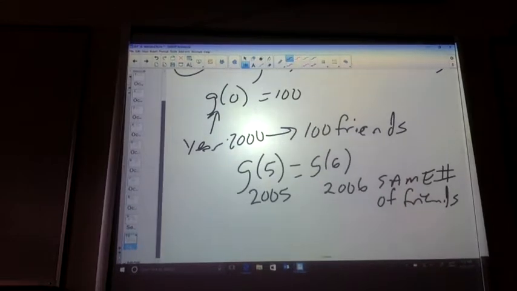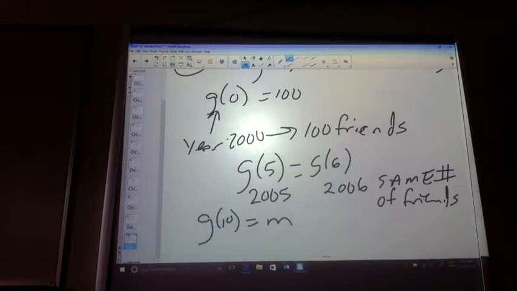And then they talk about g at 10, and I think this might be a misprint, is equal to m. So g at 10 would be the year 2010, and you have m. I think that might be a misprint. It doesn't make sense to me. Because when it was equal to a number, that's how many friends had a landline. But in 2010, you have m friends that have, that doesn't make sense. So that might be a misprint. I don't know why that is that way.